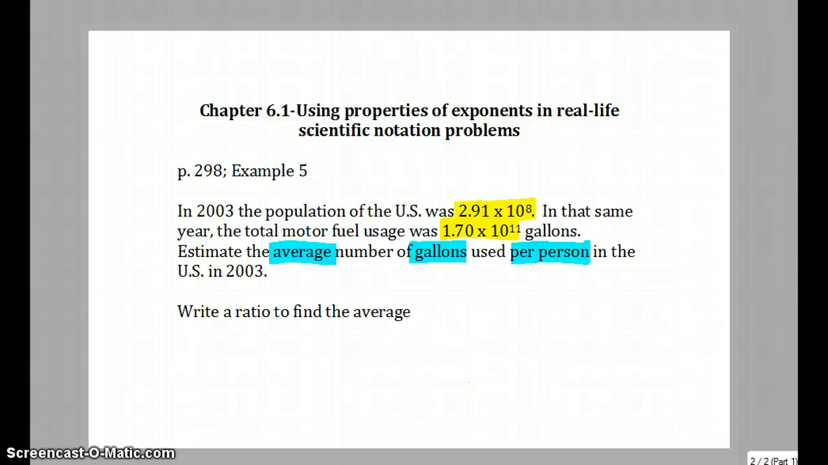In 2003, the population of the U.S. was 2.91 times 10 to the 8th. In that same year, the total motor fuel usage was 1.70 times 10 to the 11th gallons. Estimate the average number of gallons used per person in the U.S. in 2003.